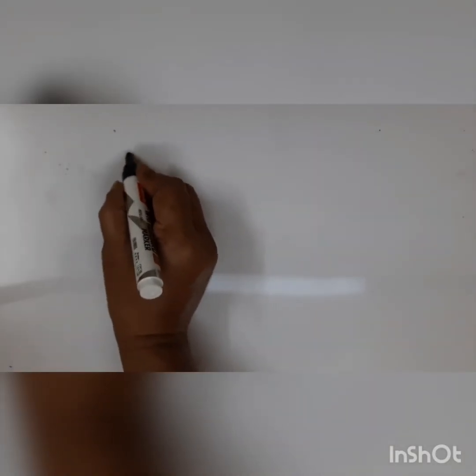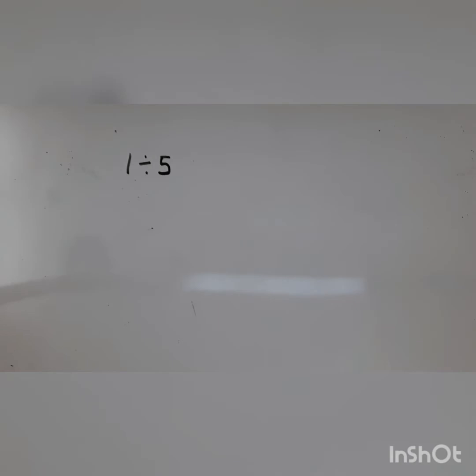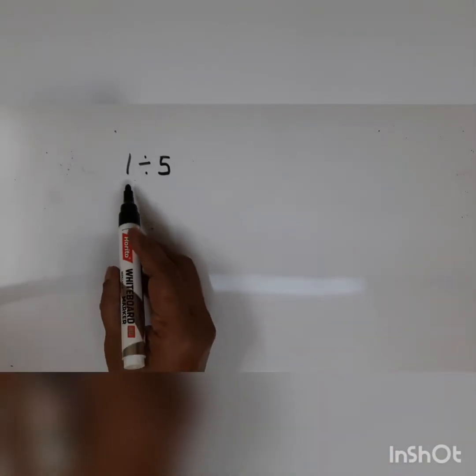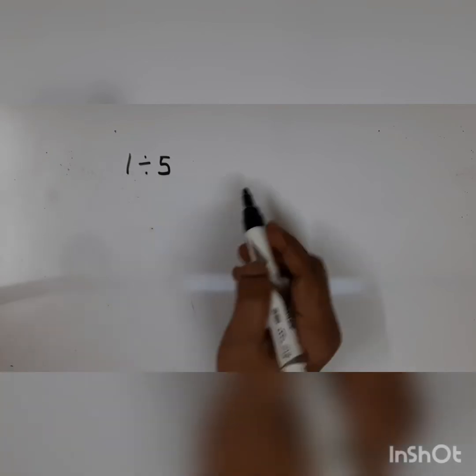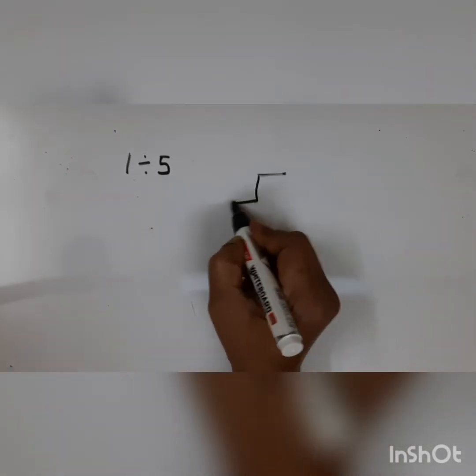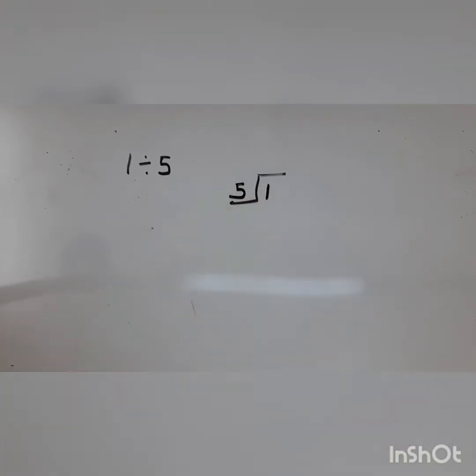Now children, today, after decimal, we are going to do division. Now let's take this number 1 divided by 5. Children, this is a single digit divided by a single digit. So 1 divided by 5. 1 is what children here? 1 is your dividend. And 5 is your divisor.